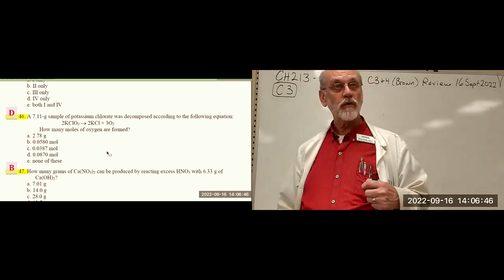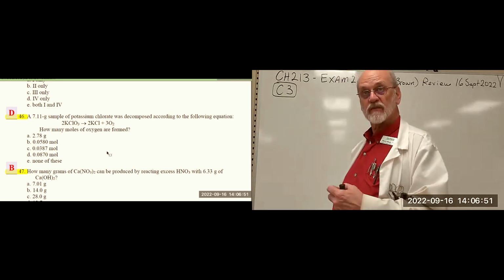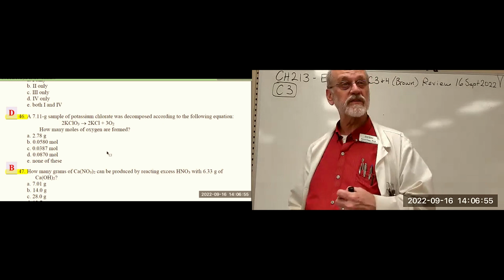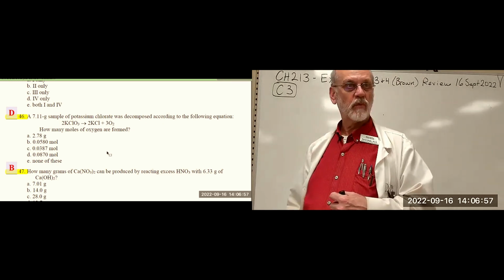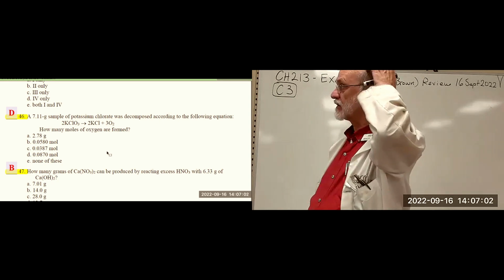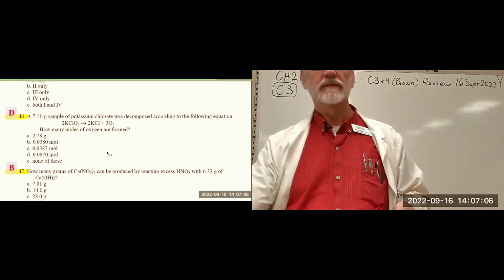You look for the coefficient ratios. Now that you have moles of potassium chlorate, you use the ratio of 3 oxygens to 2 potassium chlorates, 1.5 times that value, and that's why you get moles of oxygen. Should be 0.0870. Okay.